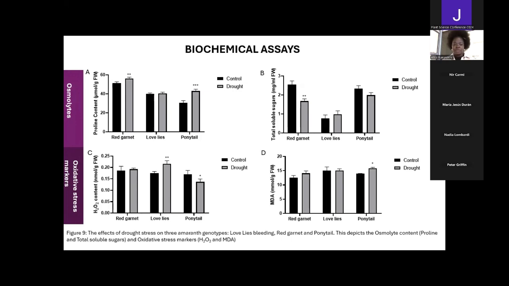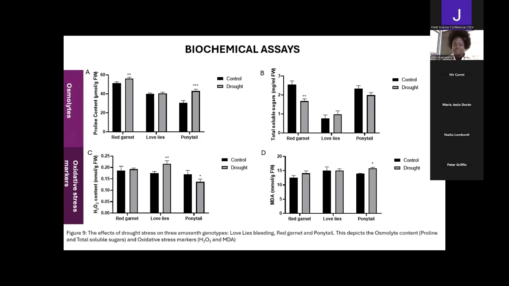Then when we look into the total soluble sugars, which is also an osmolyte that plays a similar role to proline, we can see that love lies had the lowest total soluble sugar content when compared to the two genotypes. But the biggest difference here is in the red garnet, you see a substantial decrease in the drought sample, as well as in the ponytail where you see a substantial decrease.